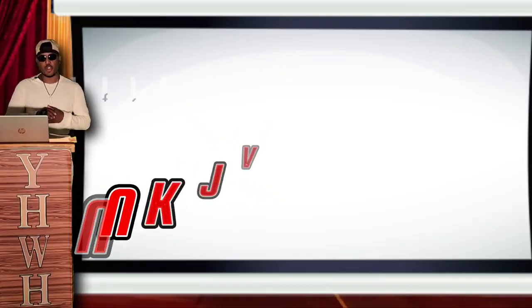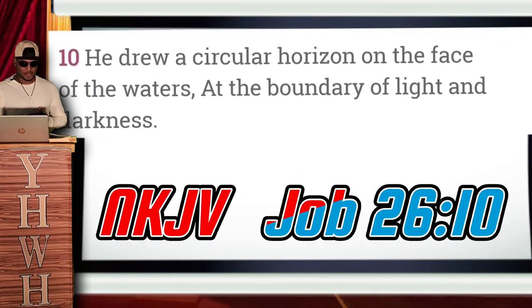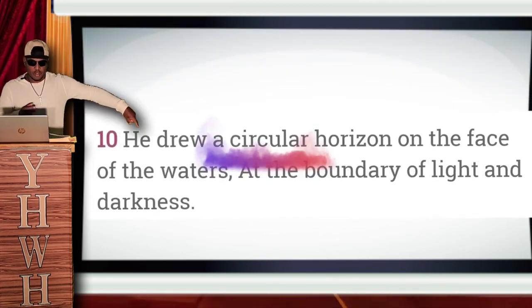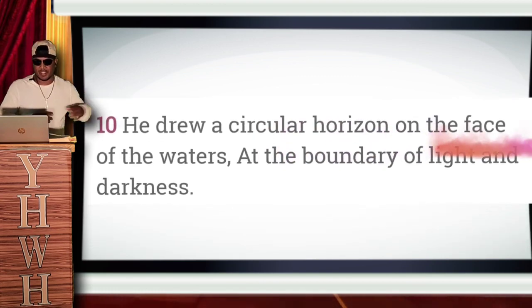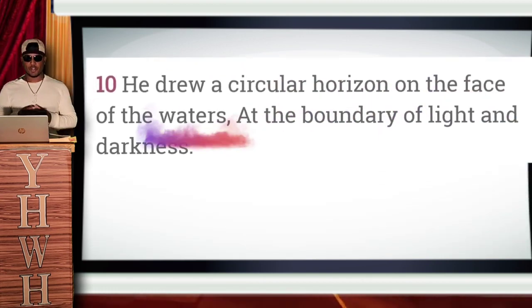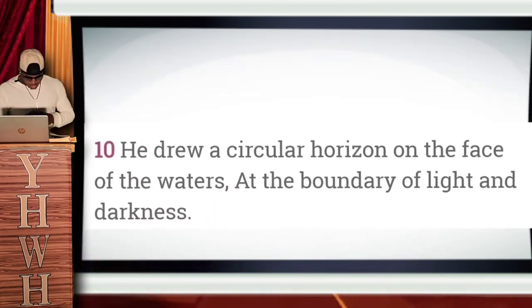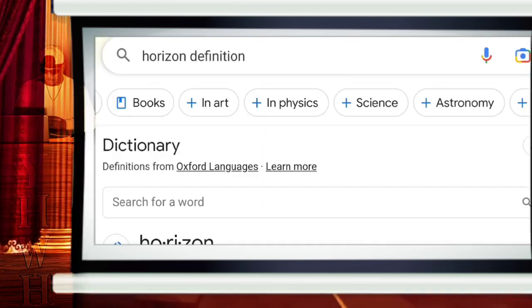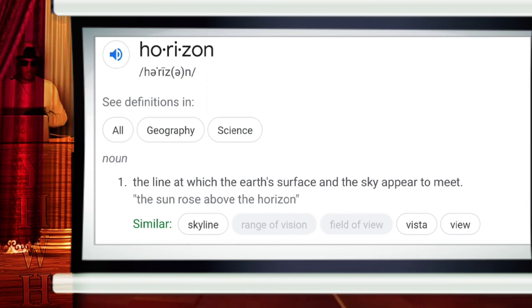Okay, now we're going to go to Job chapter 26, verse 10. All right. He drew a circular horizon on the face of the waters at the boundary of light and darkness. Horizon definition. Here's the definition of horizon: the line at which the earth's surface and the sky appear to meet.